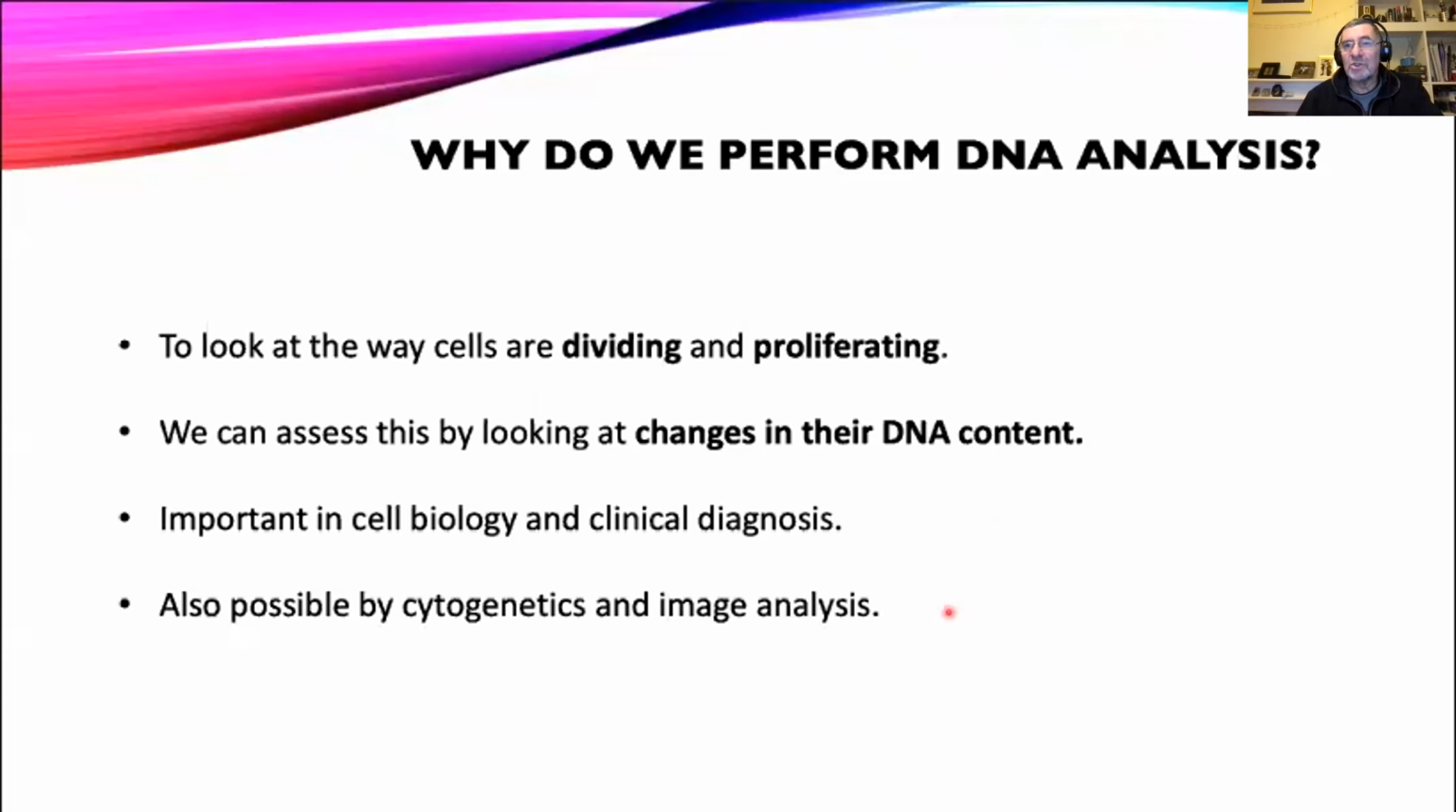Of course, as usual, it's not the only way you can look at DNA content. You could look at chromosomes, you can look at metaphase spread cytogenetically, and there are a whole raft of image analysis techniques that allow you to measure DNA content as well. Obviously, we like to think that flow cytometry is the best way of doing it.